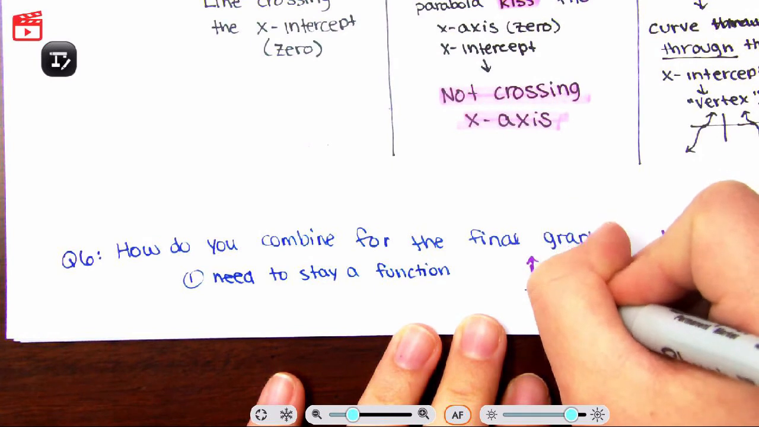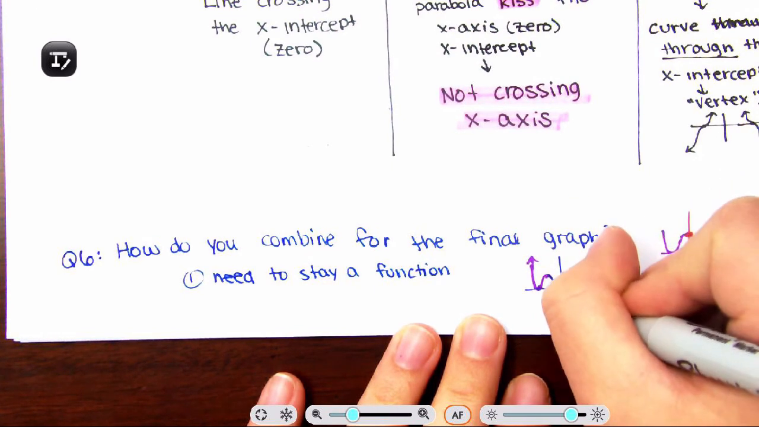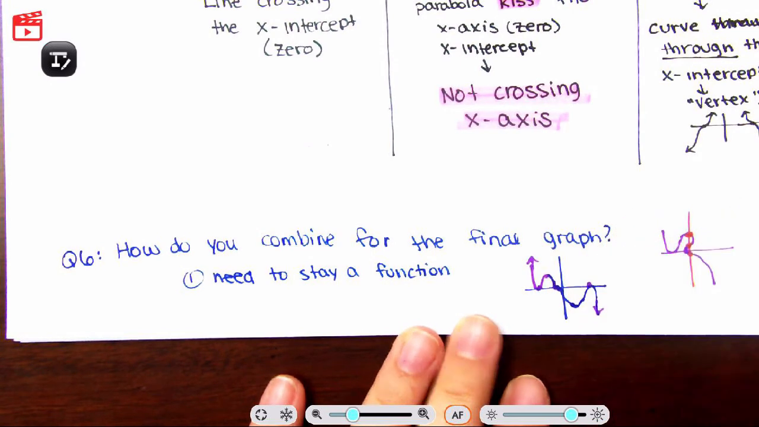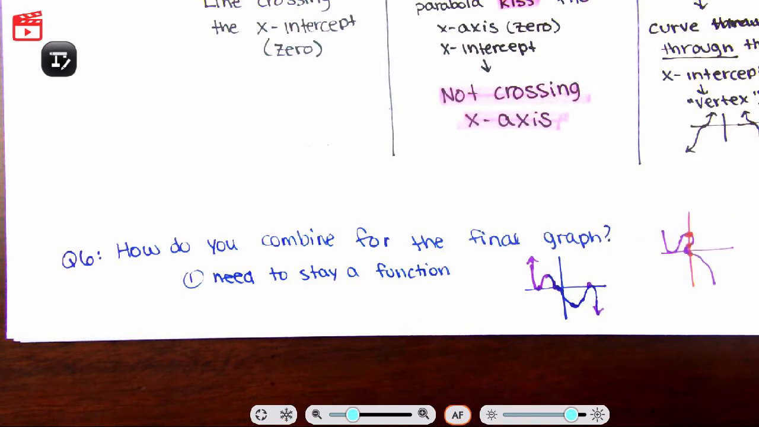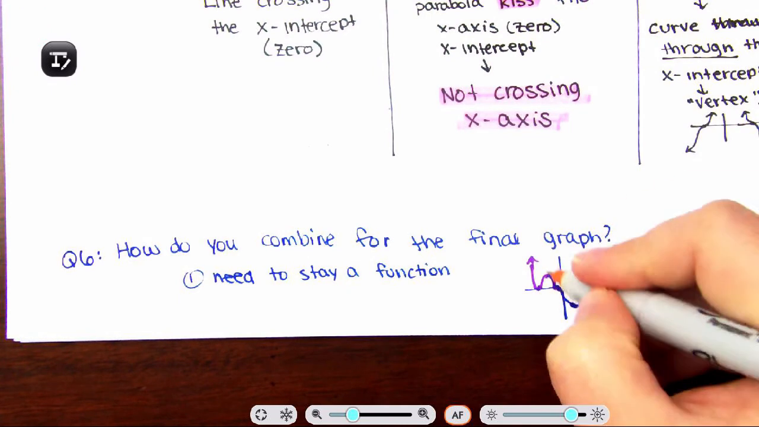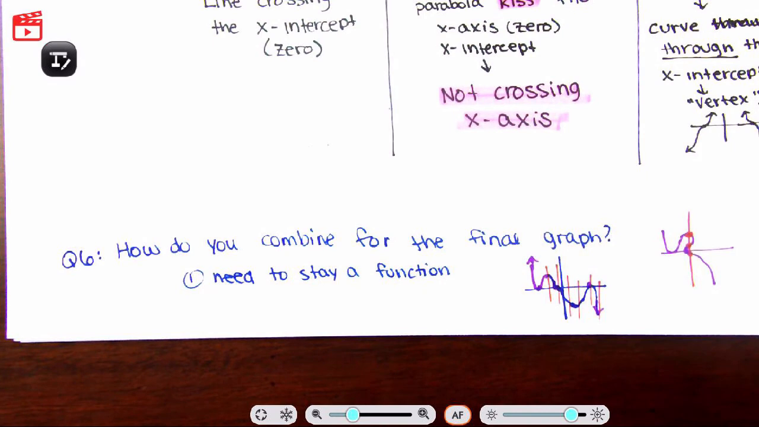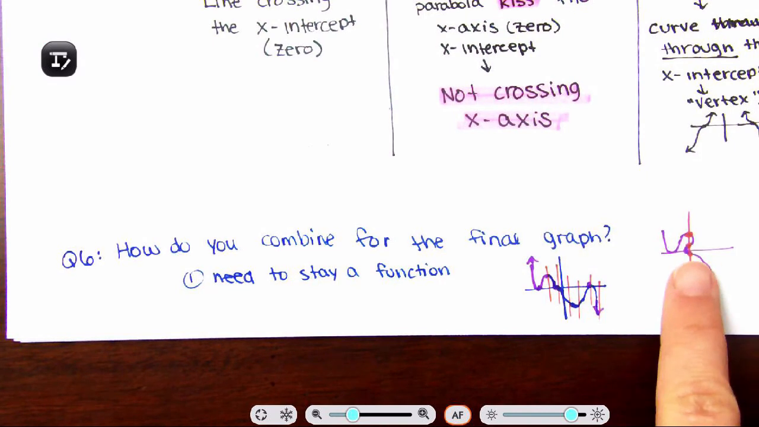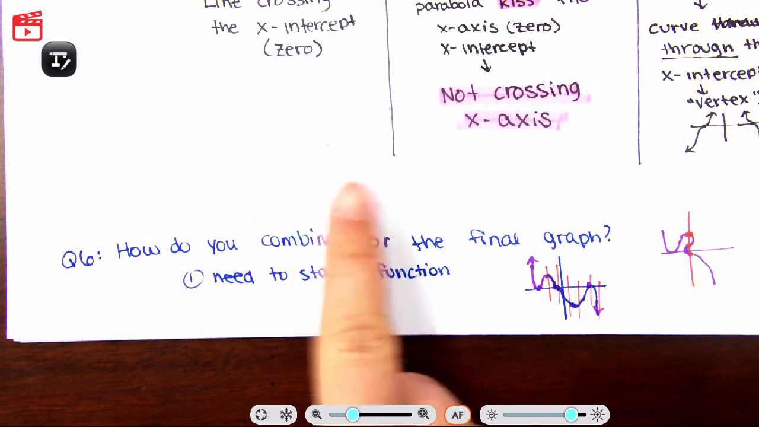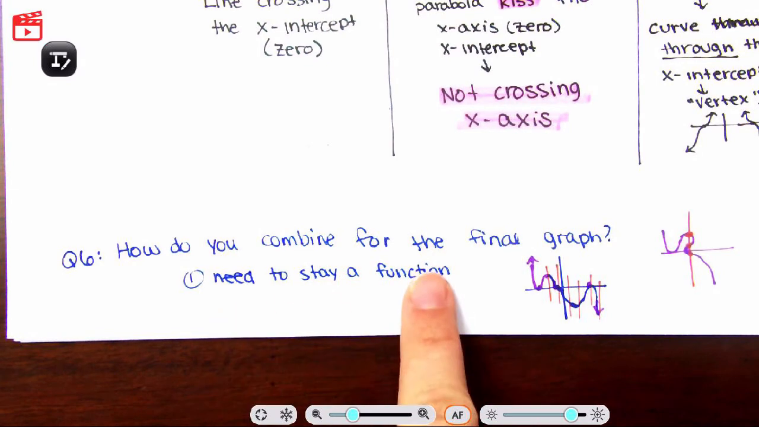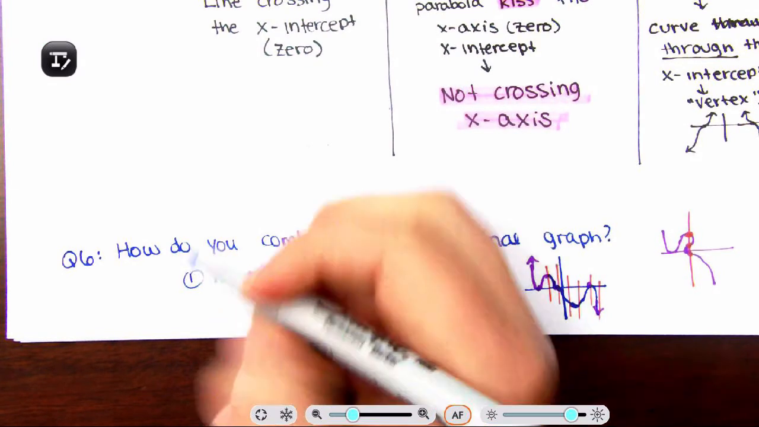So you have a curve, and then let's say you have a line, oh, let's say you have another parabola, and you connect it down. But it has to remain a function. So if I was to draw a line all throughout here, it can only hit once. It's super important that you don't make this hiccup. And how do you combine for the final answer? You need to stay a function, and you need to connect.